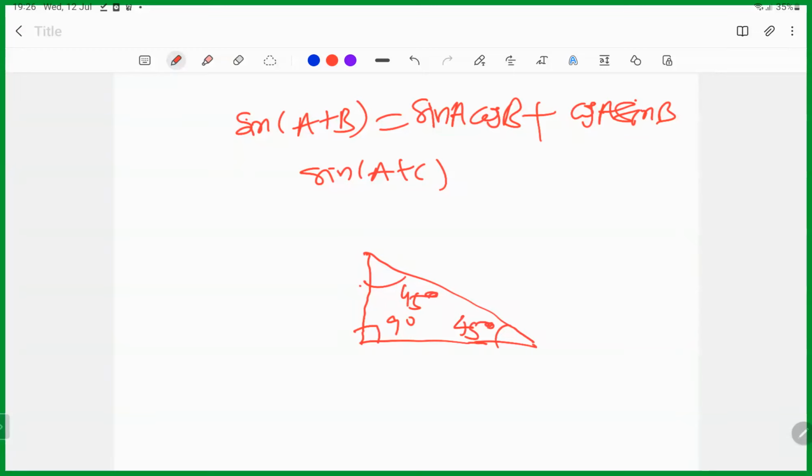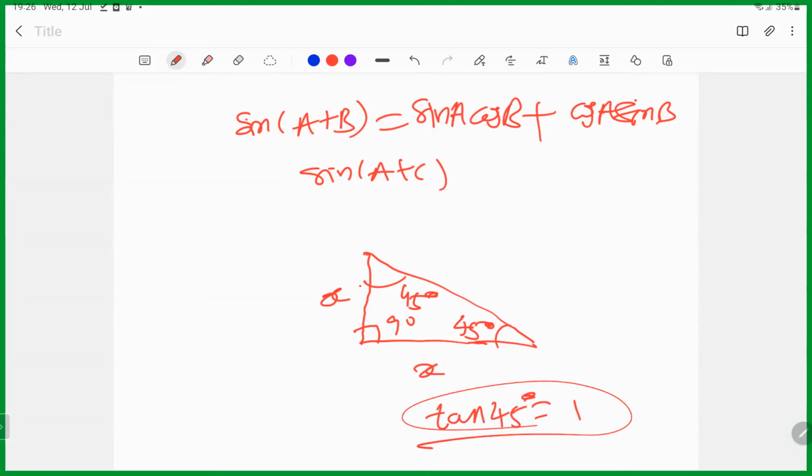Let's say this side is x, and this is also x. From that we can say tan 45 equal to what? Here tan theta equals x by x, which equals 1, so theta equals 45 degrees.